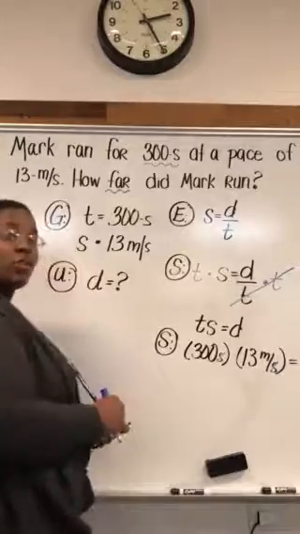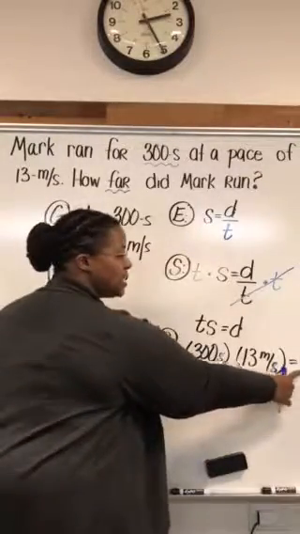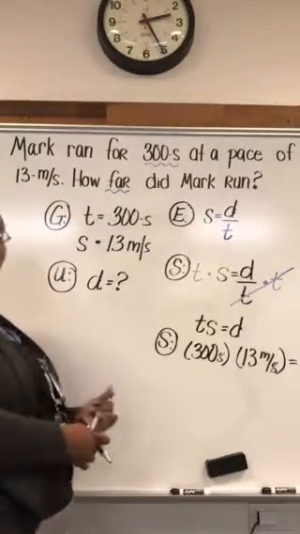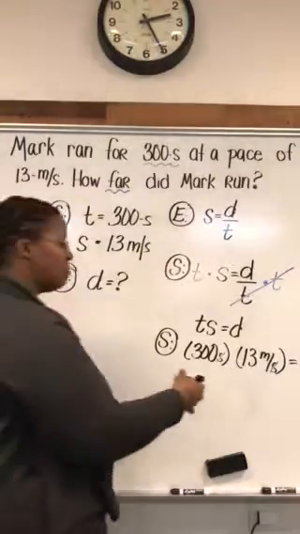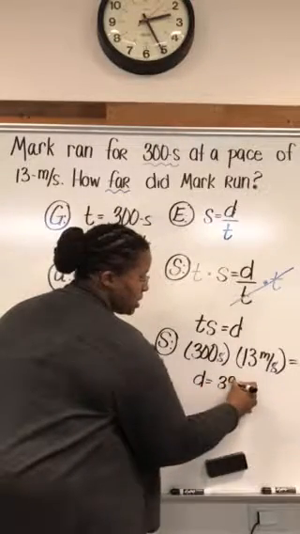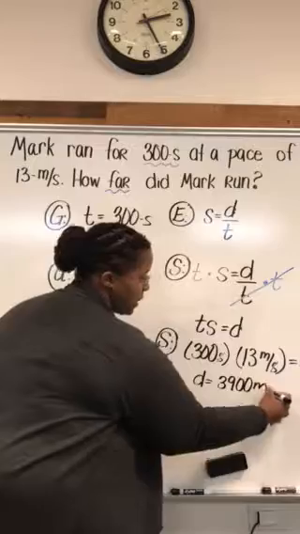I know that I'm on the right track because, as we said earlier, distance is measured in meters. To solve this problem, we're simply going to multiply 300 times 13 meters per second, which will give us a distance of 3,900 meters.